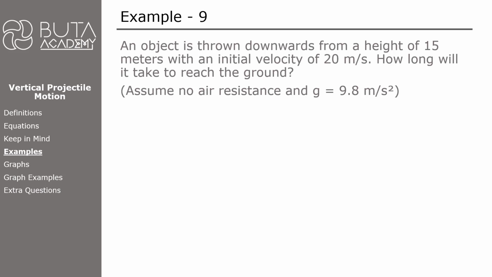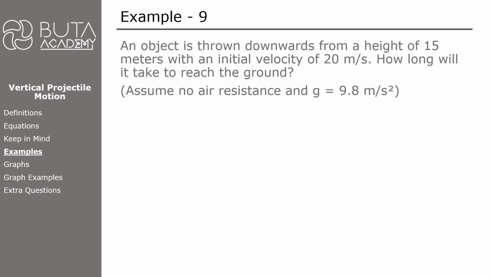An object is thrown downwards from a height of 15 meters with an initial velocity of 20 meters per second. How long will it take to reach the ground? Assume no air resistance and g is 9.8 meters per second square.